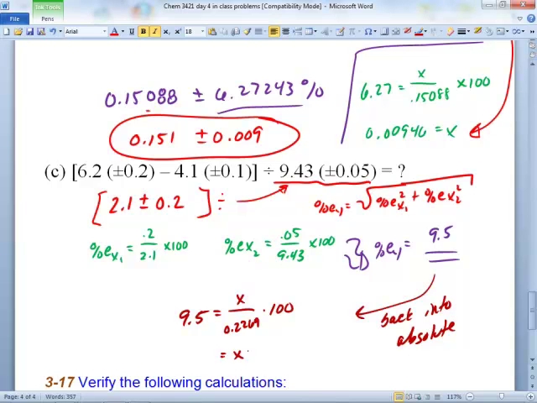Oh yeah, we're out of time again. So I got about 0.02 for the absolute. So did you get 0.22 plus or minus 0.02?